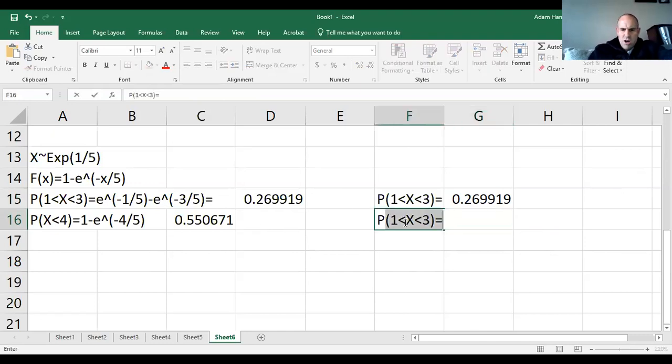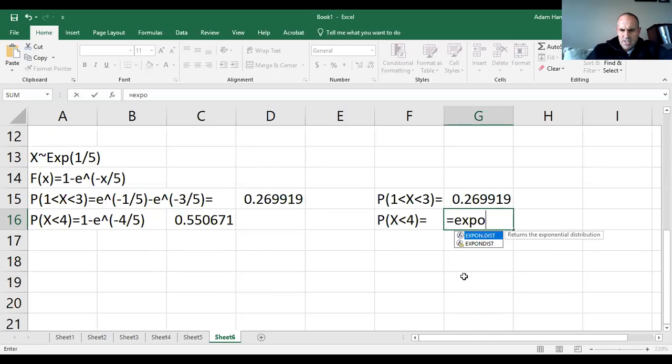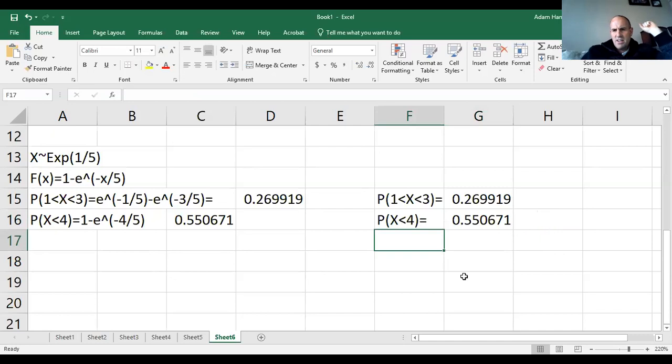So the probability that x is less than 4 equals what? I can just straight up use the cumulative distribution function. So it's going to be exponential distribution. What's my x? 4. Lambda is a 5th. Cumulative, yes. And there it is. Same exact thing I got doing it the other way.